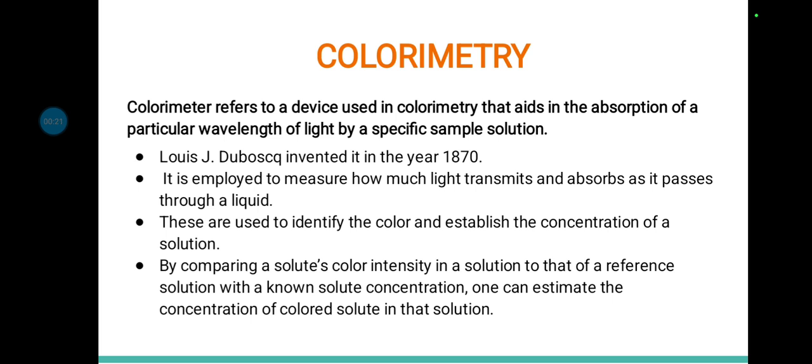A colorimeter refers to a device that is used in colorimetry that aids in the absorption of a particular wavelength of light by a specific sample solution. It was invented by Louis J. Dubosq in the year 1870.